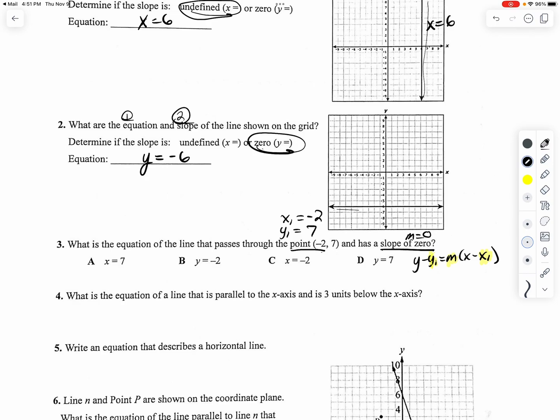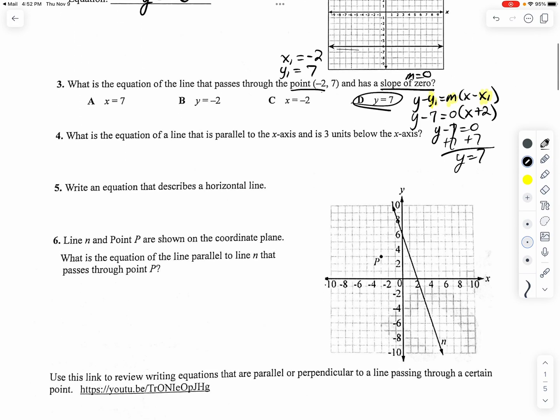All right, so this becomes y minus our y1, which is 7, equals our slope, which is 0, times x plus 2. 0 times x plus 2 is just 0, so this becomes y minus 7 equals 0. Add 7 to each side, and we have y is equal to 7 is our equation, which gives us D.